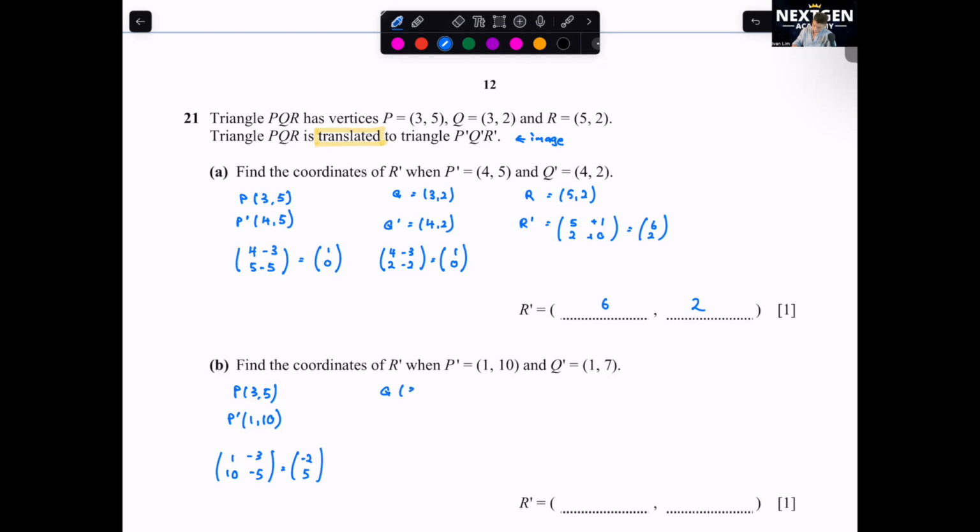Q is (3, 2), Q prime (1, 7). So here we'll take (1, 7) minus (3, 2), which gives (-2, 5). To get R prime, R is (5, 2). R prime will be equal to (5, 2) plus (-2, 5). We use a translation here. This will be (3, 7). All of this is 1 mark only.